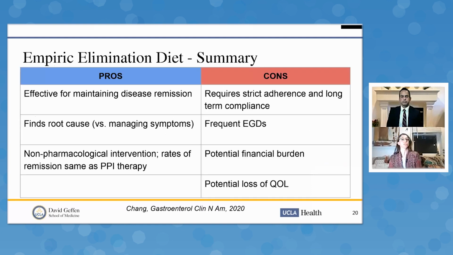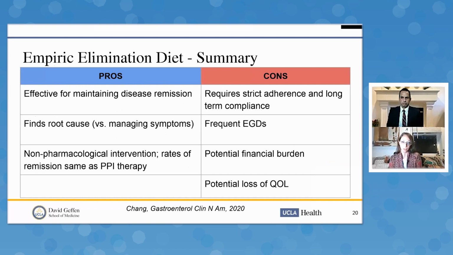So as you can imagine, there's a lot of pros and cons to working with the empiric elimination diet. We've already mentioned a lot of these. With the pros, it's very effective at maintaining disease remission if a patient is willing to follow the diet and the protocols. It also helps us to find the root cause. So we're not just managing symptoms, but we're actually understanding what is triggering the EoE.